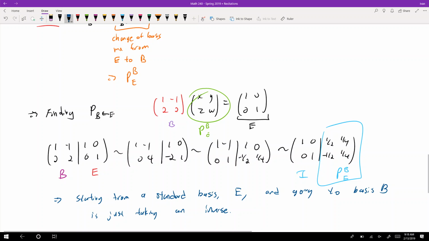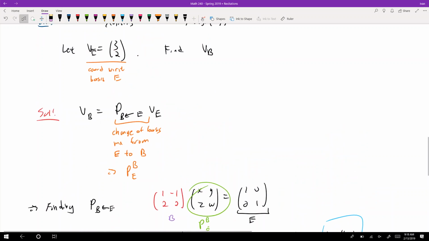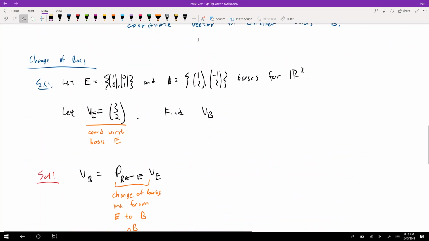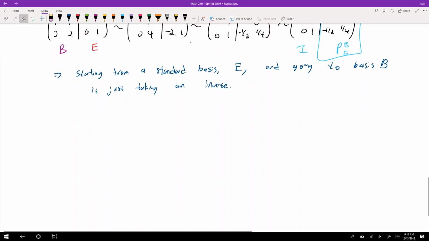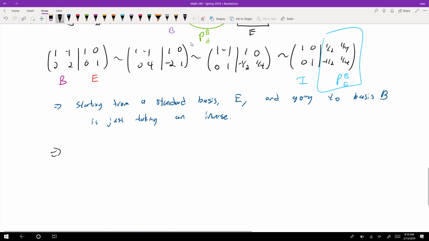So we found our change of basis matrix. What do we want to do now? Well, remember this formula right here. Our entire goal was to express this vector in terms of the coordinates in basis B. So let's do that. Now VB is equal to P from E to B times the coordinate vector of E. We have our change of basis matrix that we found from above.